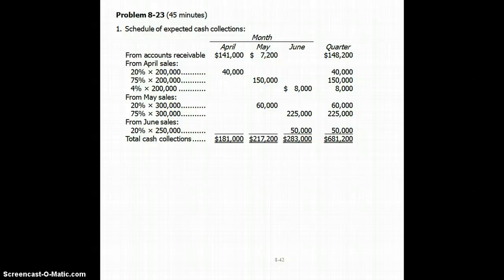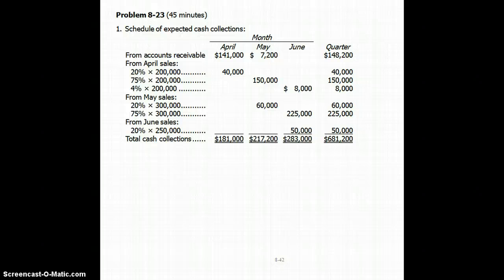We're also told that the past track record is that the company will collect 20% of a month's sales in the month of sale, 75% in the month following sale, and 4% in the second month following sale. The other 1% represents bad debts never collected. We're also given a schedule of disbursements for the 3-month period. We're told a little bit about how merchandise purchases are paid for. They're purchased in 1 month, paid for in the next month.